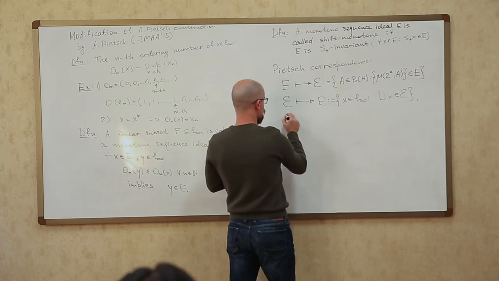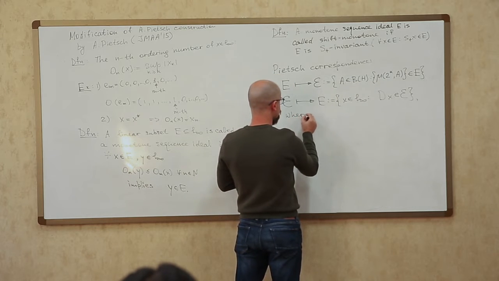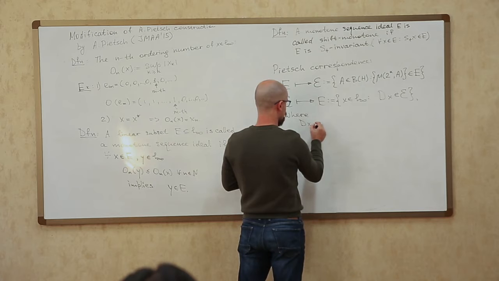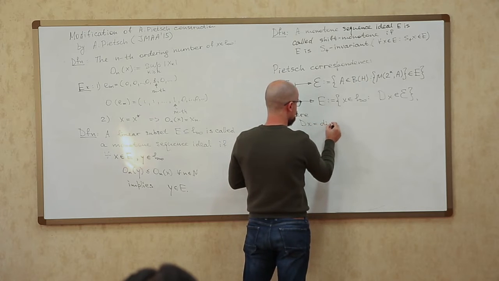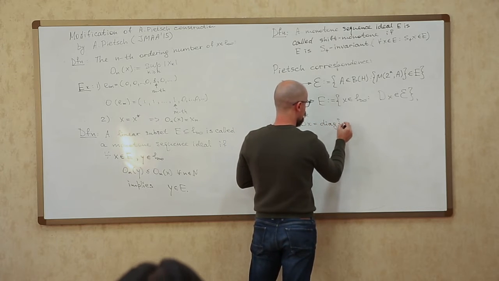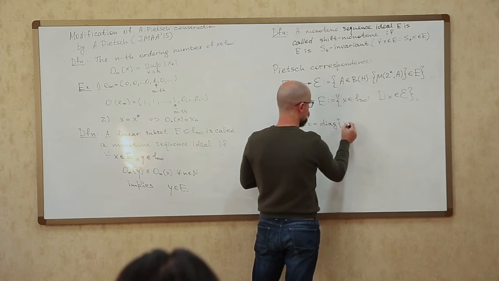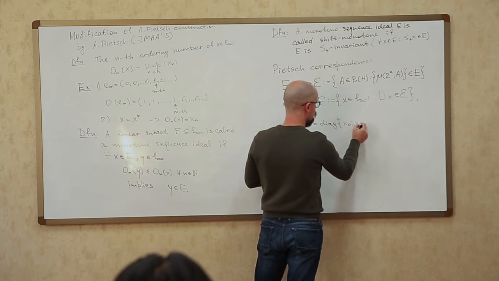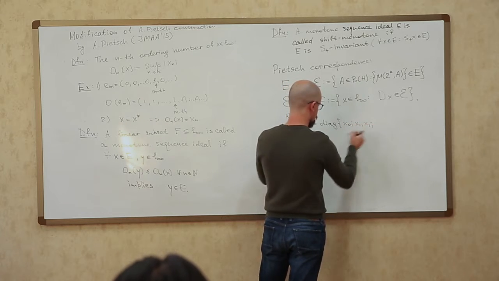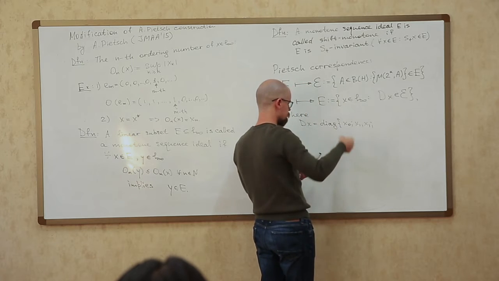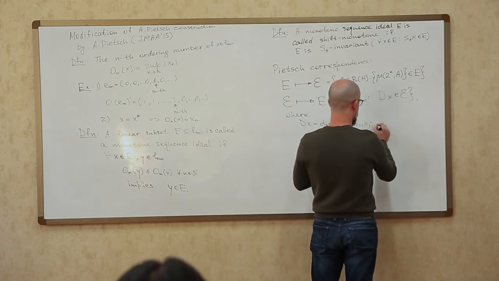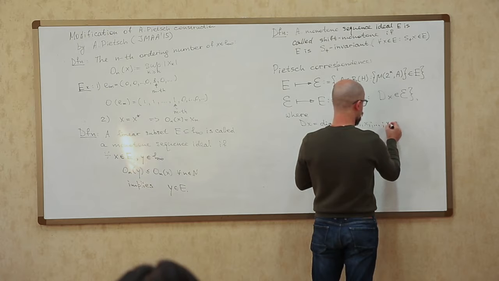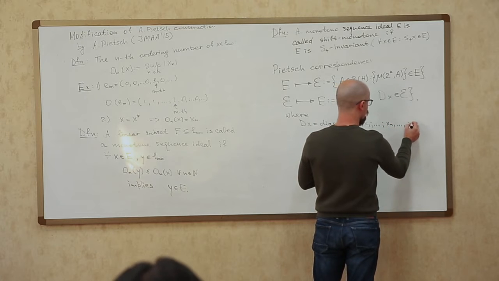And let me recall what the operator D is. It's a diagonal operator, and on the diagonal there is the sequence x_0, x_1, x_2, and so on, with the nth term repeated 2 to the power of n times.